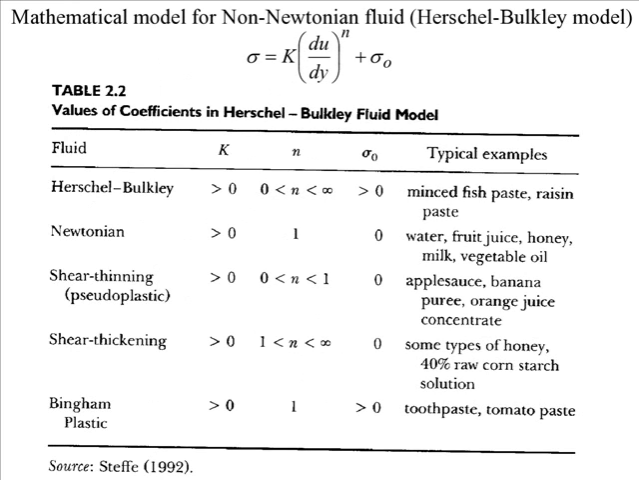Here's more information giving a mathematical model for non-Newtonian fluid by the Herschel-Bulkley model. The take-home point for this is that you have these different types of fluids, Herschel-Bulkley, Newtonian, shear thinning, shear thickening, Bingham plastic, but in the final column you see typical examples of each of those. For example, when it comes to a shear thinning type of fluid, you have applesauce, banana puree, orange juice concentrate, and so how you handle it will have a lot to do with what type of fluid it actually is.